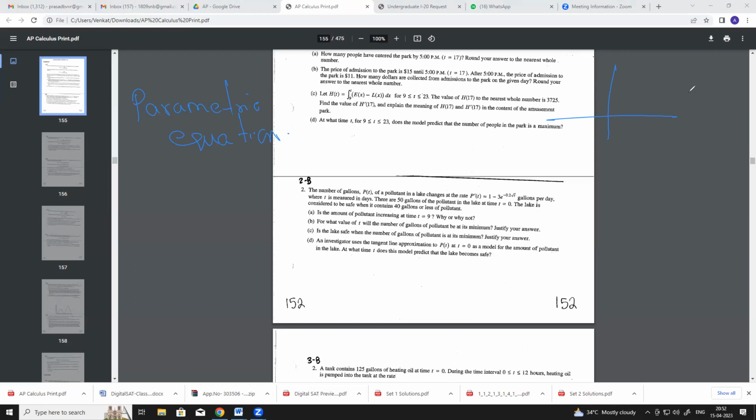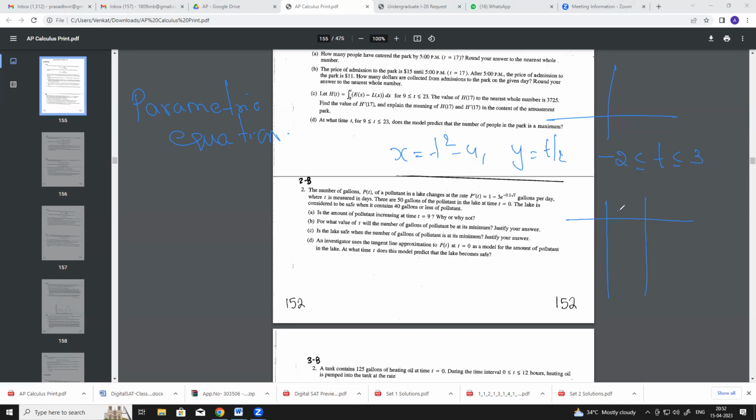So generally we represent x and y in terms of theta. Theta is the third variable, which is a parameter, so we call them parametric equations. Not only theta, we can have anything. Suppose I have a function like x is equal to t square minus 4 and y is equal to t by 2, for minus 2 less than or equal to t less than or equal to 3.